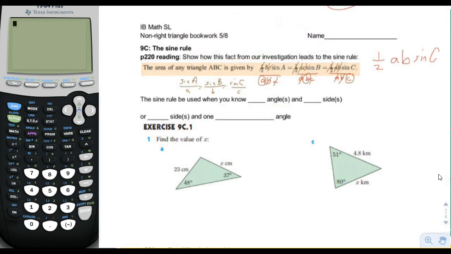The sine rule, I should have said, can be used when you know blank angles and blank sides. So if you know two angles and one side, or if you know one side and, oops, I'm sorry, two sides and one angle. Two sides and one angle. But it has to be a specific angle. It has to be a non-included angle.